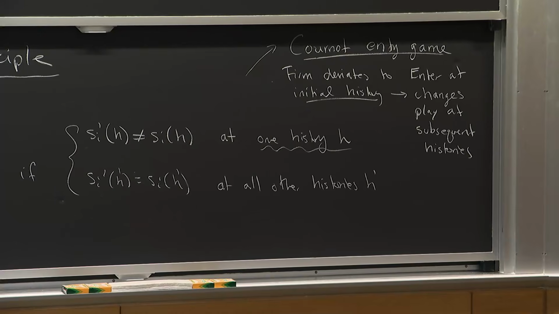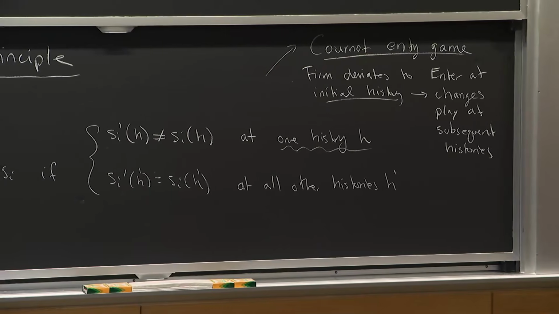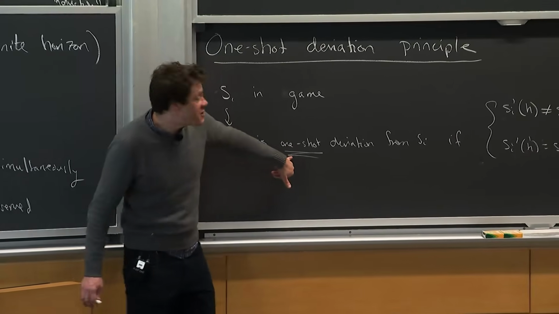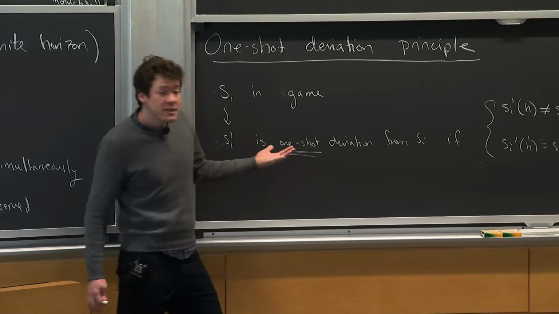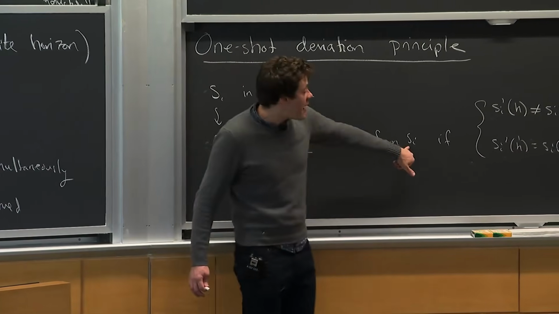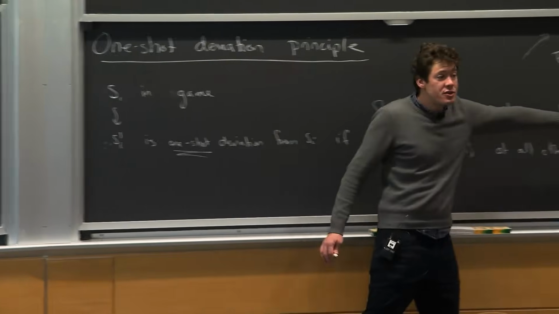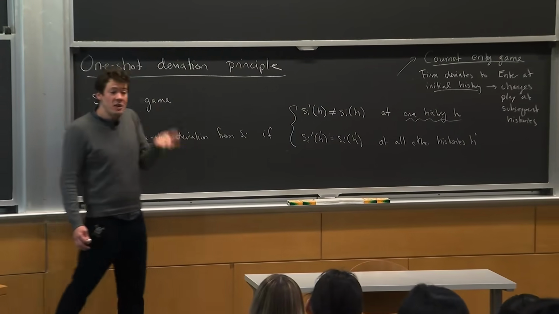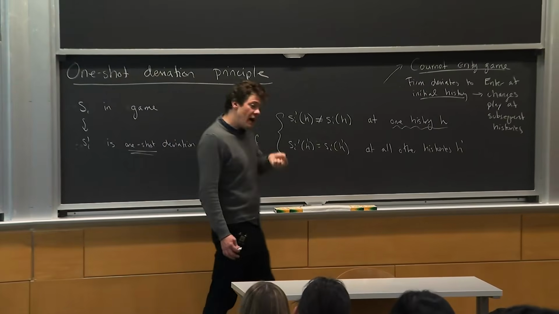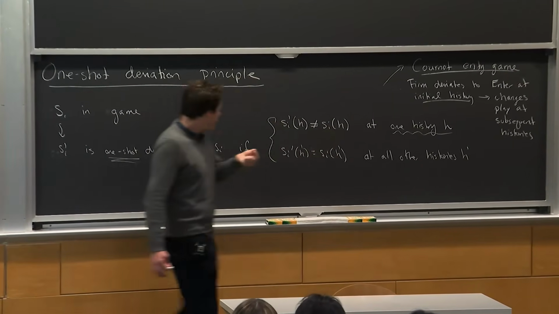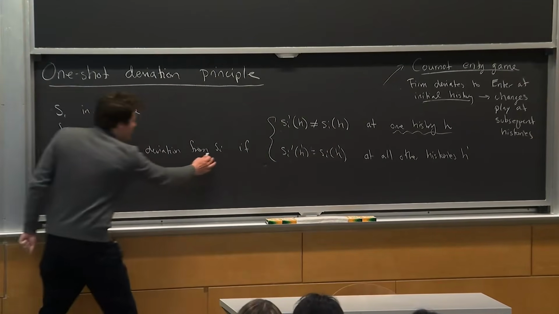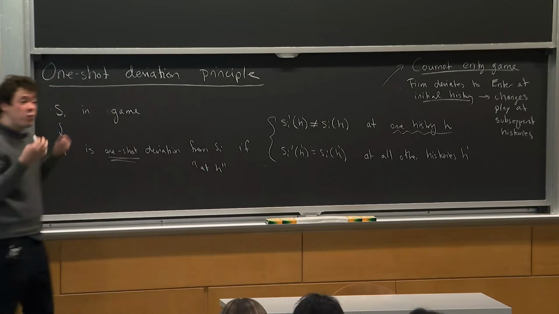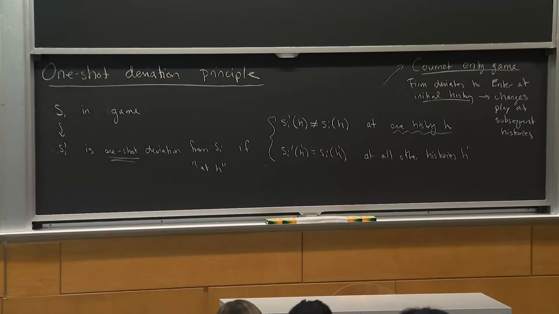So now that we've defined what a one-shot deviation is, let me give a little more notation. We've said SI prime is a one-shot deviation from SI. We can be a little more precise. If SI prime differs from SI at precisely the history H, we can call this a one-shot deviation at H, right? It's a one-shot deviation where the strategy specifies different play precisely at H. So we'll maybe say a one-shot deviation from SI, and maybe we'll add at H, if we want to be more precise about which history player I is deviating at.